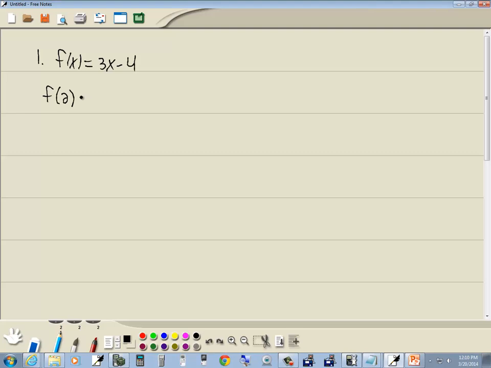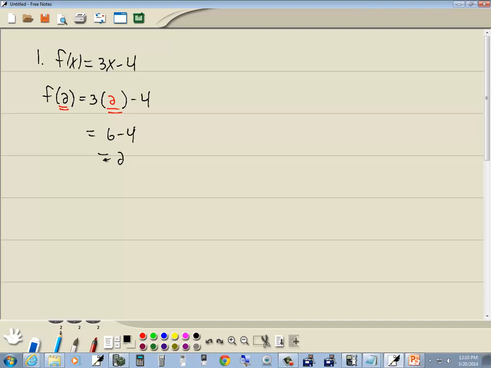Let's think about how to do this by hand. Your first step is to replace your variables with parentheses. So I put a set of parentheses in for the x. And then whatever number you have right here is automatically what you're going to plug in to those parentheses. So I plug 2 in. And 3 times 2 is 6, and 6 minus 4 gives us 2.